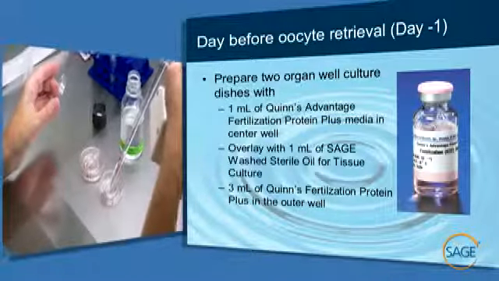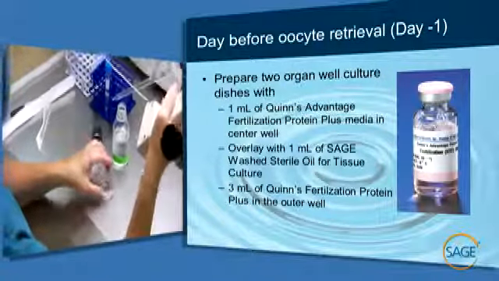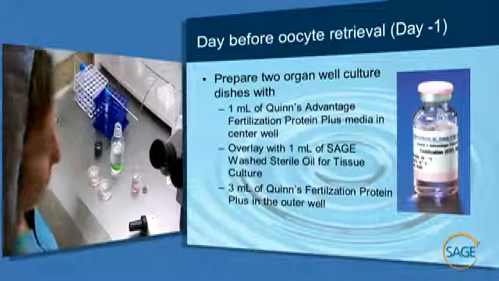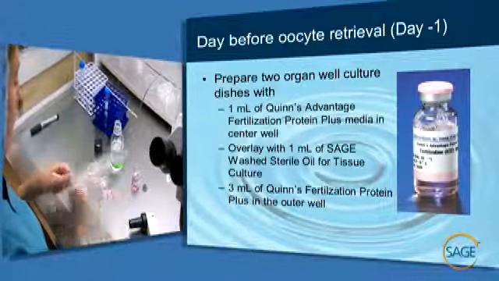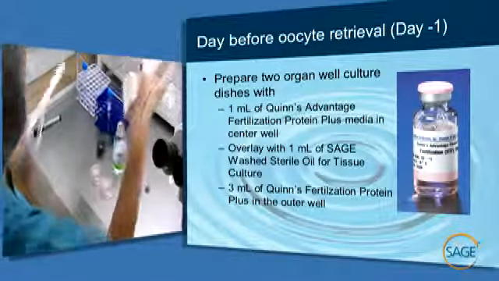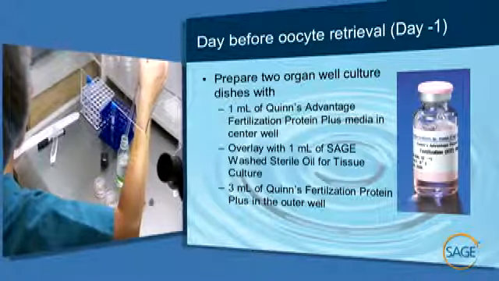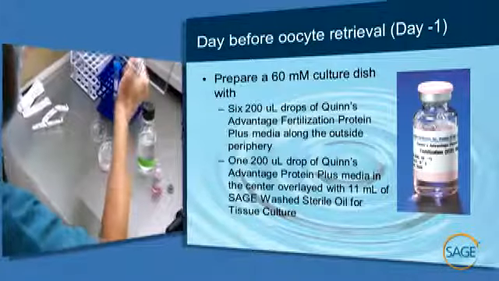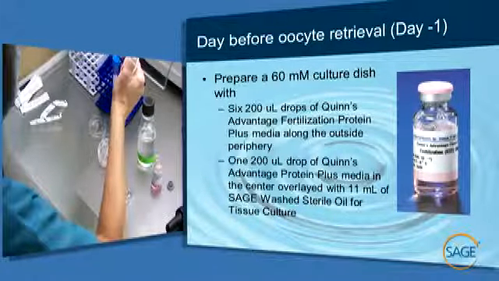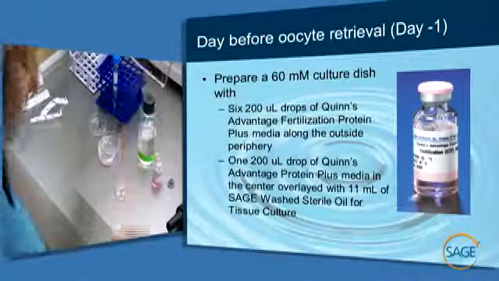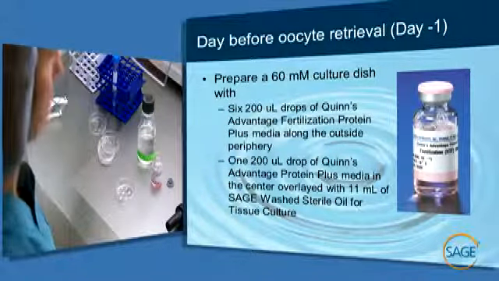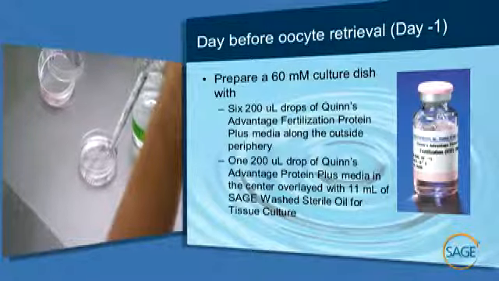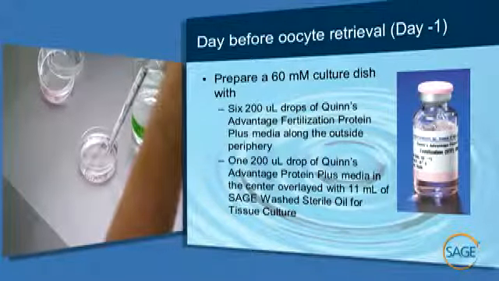You will need to prepare 2 organ well culture dishes with 1 ml of Quinn's Advantage Fertilization Plus media in the center well, overlaid with 1 ml of culture oil, and 3 ml of Quinn's Advantage Fertilization Plus media in the outer well. This dish will be used to retrieve oocytes and wash them before they're placed in their maturation dish. You will also need to prepare a 60 millimeter culture dish with 6 200 microliter droplets of Quinn's Advantage Fertilization Plus media along the outside periphery and 1 200 microliter droplet of Quinn's Advantage Fertilization Plus media in the center, overlaid with 11 mL of culture oil.